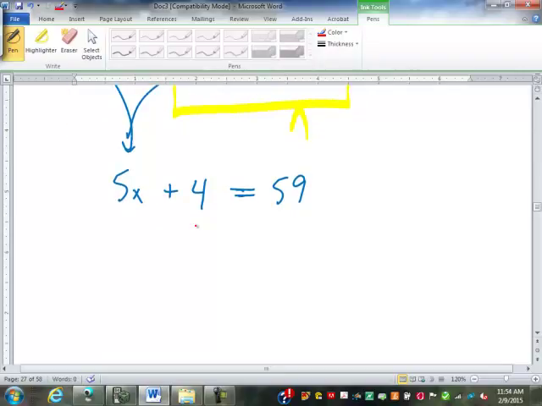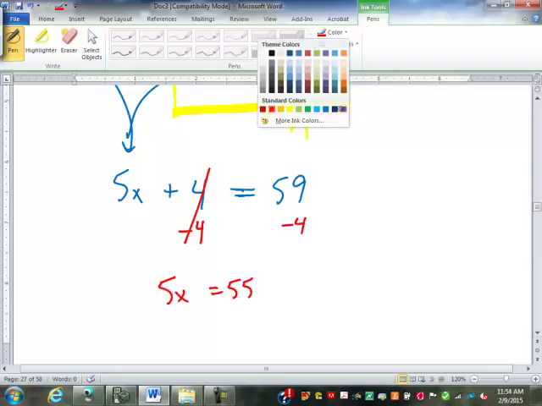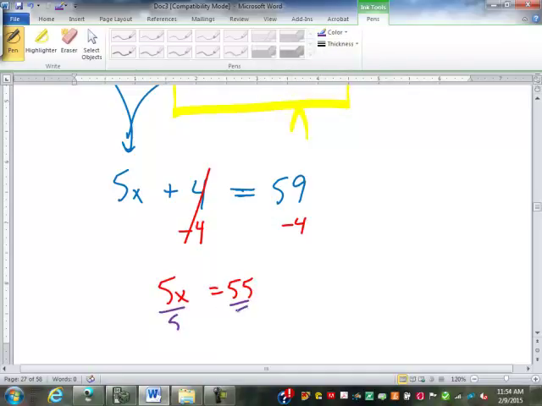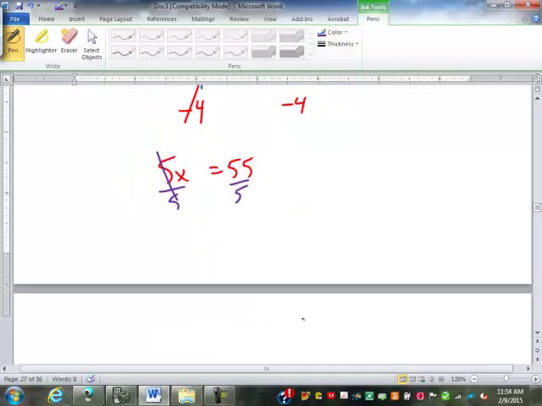5x plus 4, the first thing we're going to do is subtract 4. 5x equals 55, and we will divide by 5. Leaving us with x equals 11.